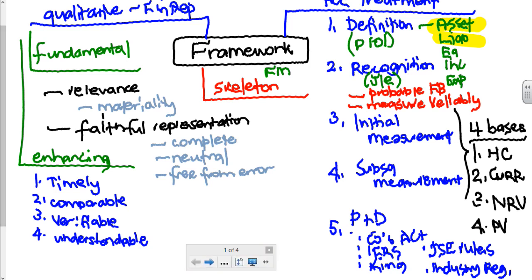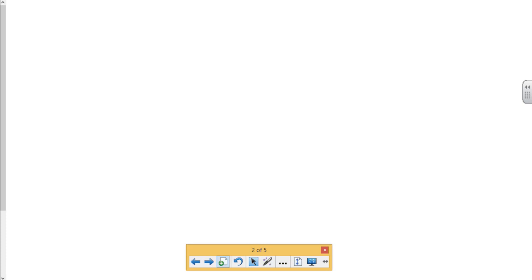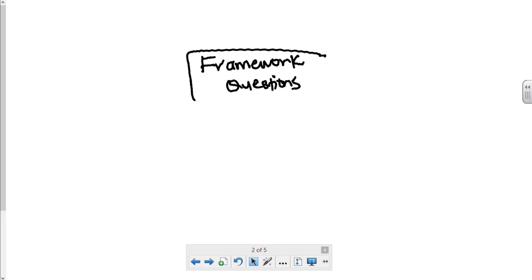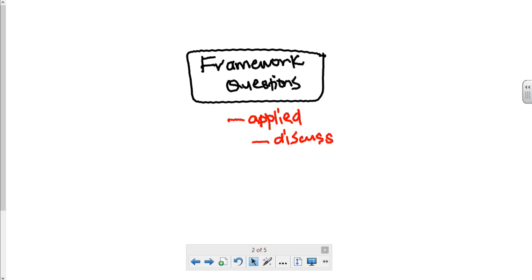When we move into third year, the questions start to become much more applied. So if we're looking at framework questions, and there will be a framework question in your exam, right? It's an applied question. It will be to discuss accounting treatment, or to discuss or recommend how to account for a transaction, or advise management on whether the way that they have treated a transaction is correct or not.